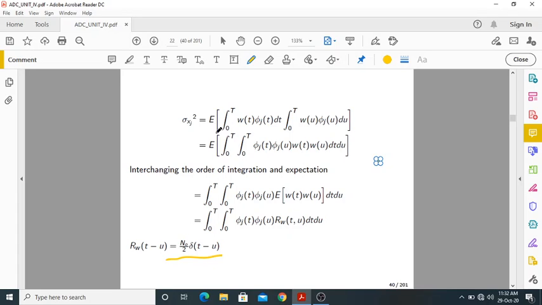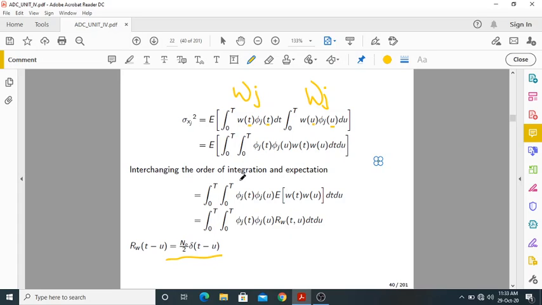Here is what I have done. The expectation of Wj square: what is Wj? It is the integral of W of t, phi j of t dt. Next I have changed the variable and am writing u. Here the variable is t, here the variable is u. This is one Wj, and it is also another Wj. Now I have written it as integration 0 to t, integration 0 to t, phi j of t, phi j of u, W of t, W of u, dt du.